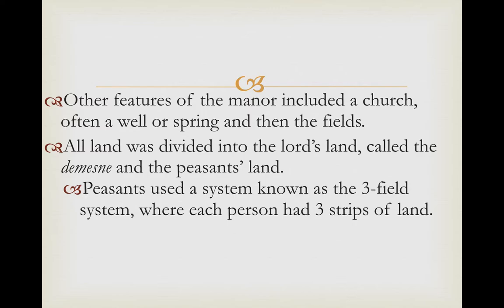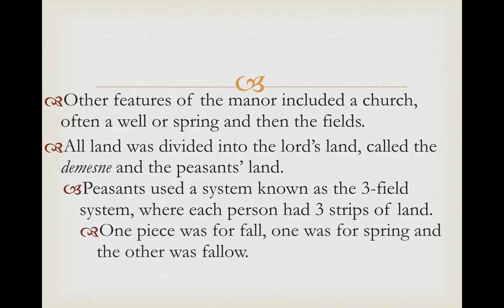There's going to be three pieces of land that are going to be rotated. One piece is going to be for the fall planting. There's going to be another piece for the spring planting. And then there's going to be a piece that is going to be fallow. And there's going to be a rotation within each of these three strips over a year. And then the next year, it would kind of move up. So the piece that was fallow would become the fall planting. The piece that had been the fall planting would now be the spring planting. Spring would become the fallow plant or area.